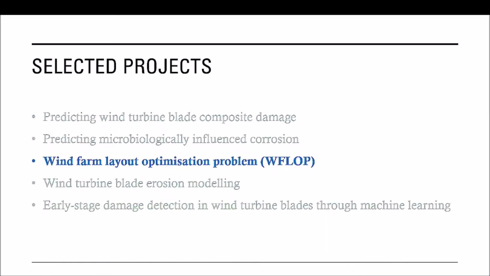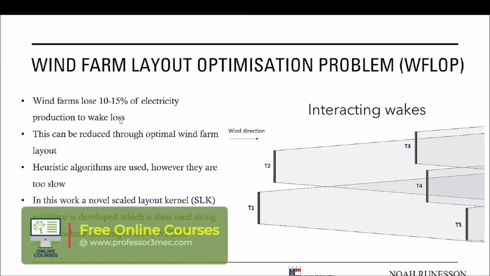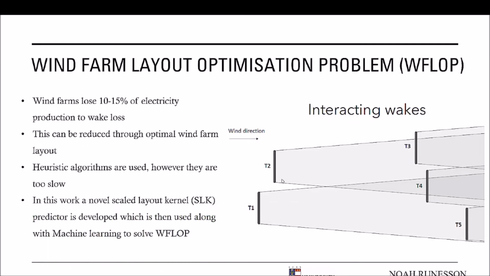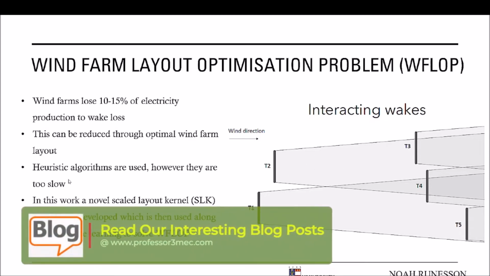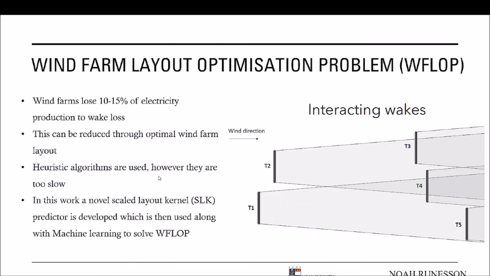Then wind farm layout, as I explained to you, you have a lot of complex interaction between the wakes of different wind turbines depending on the wind direction. You have almost 10 to 15% electricity production loss due to wake, right? And the wakes of different wind turbines interact with each other. So it's a complex process, and we worked on that. Normally, when they are arranging the wind turbines, they use heuristic algorithms, which are very slow and take a long time.